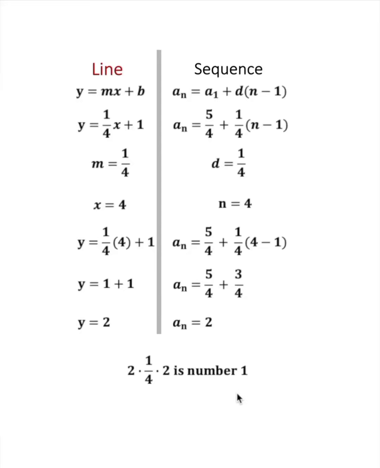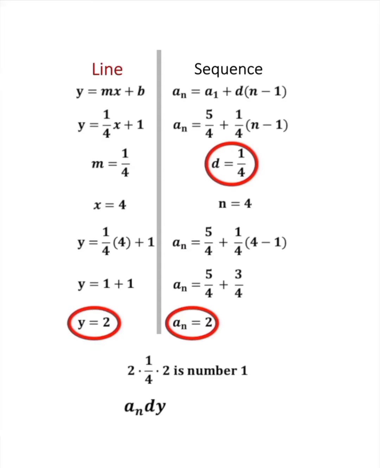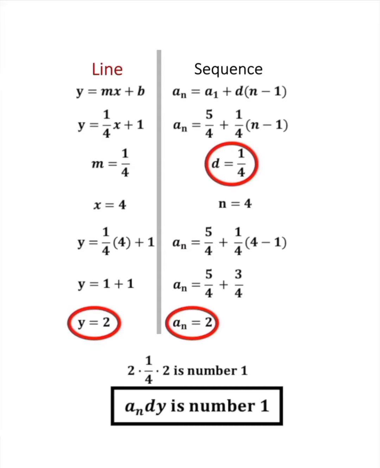Or in other words, we could say this is number 1. Now looking at the 2, that's the same thing as our a sub n, so that'll be a sub n. Then the 1/4 is the same thing as our difference, so we can substitute d in for 1/4. And then the 2 is the same thing as the y, so we can plug in y for the 2. So now we can say this is number 1 and put a box around it. How exciting.